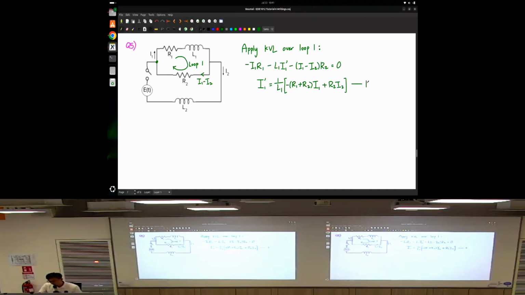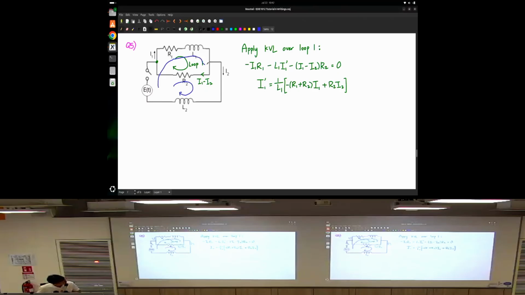This one I label as equation 1, and I just leave it as is. You can see I1 prime depends on both I1 and I2, so that's coupled. Obviously you need another ODE involving I2 prime. So therefore there is another loop, loop 2. Some of you may choose this loop. Is choosing this loop okay or not? Actually it's okay also.